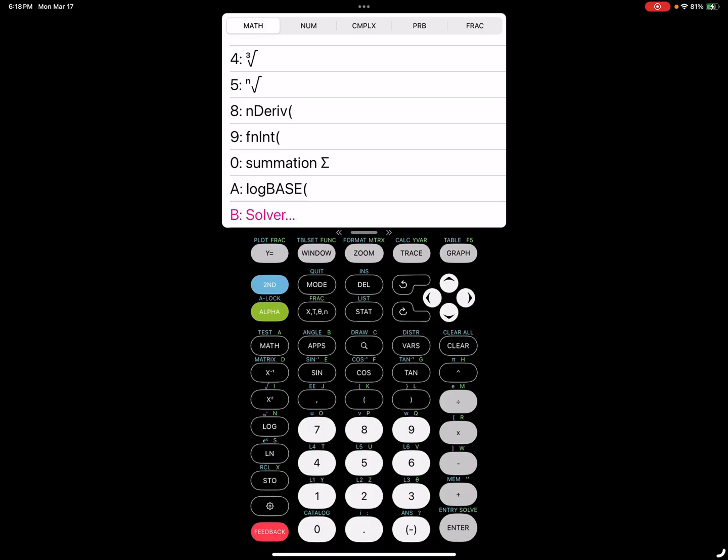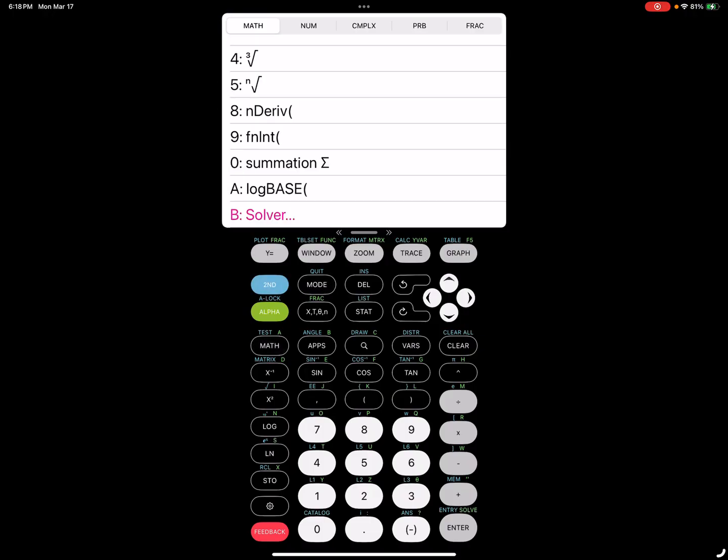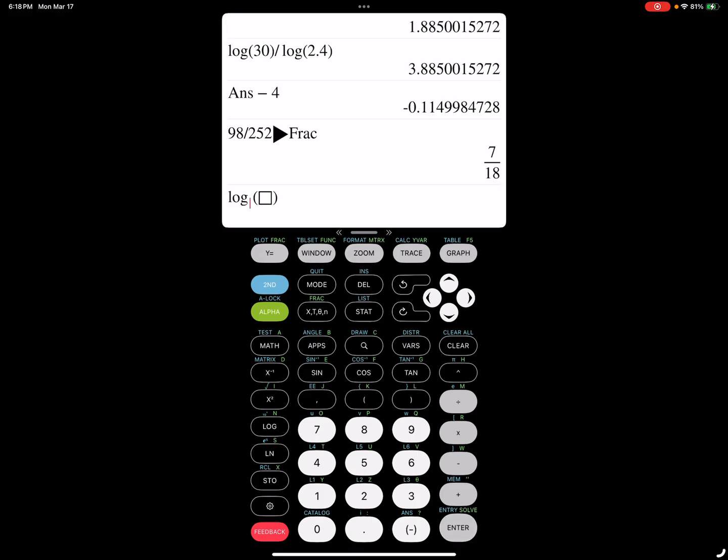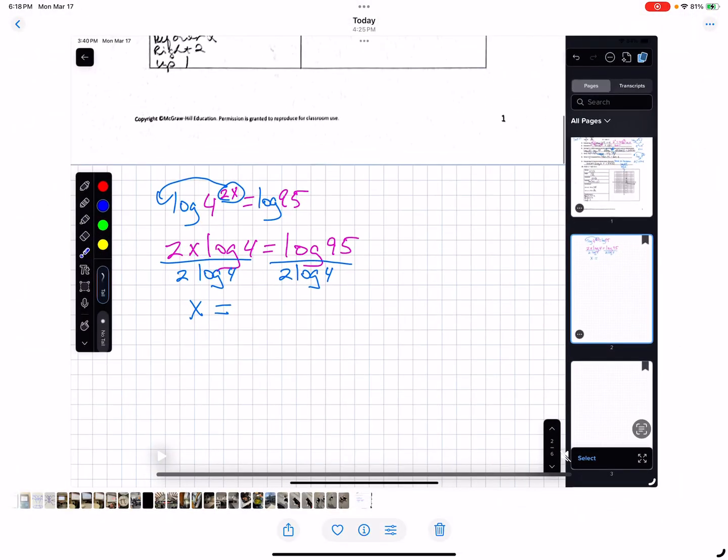So I can go here to log base. Oops, that didn't work. Math. And then see, I can put in the base. Oh, that's nice. It's just because your calculator's older, you can't. But whatever, it's still not a hard problem anyways.